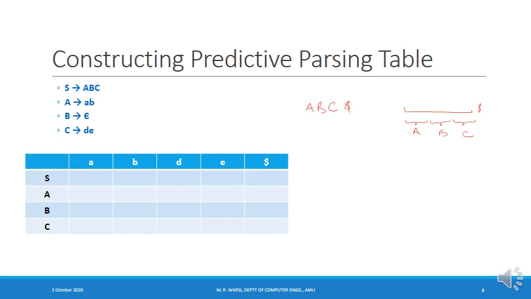When the parser is expecting a string which is derivable from capital A, and capital A is on top of the stack, and I have the string in the input buffer which is derivable from capital A, this string will begin from which terminal symbol? This string will begin from the terminal symbol which is there in the first of capital A.